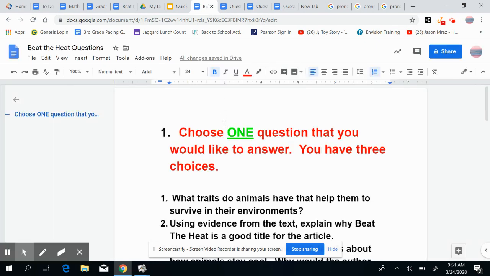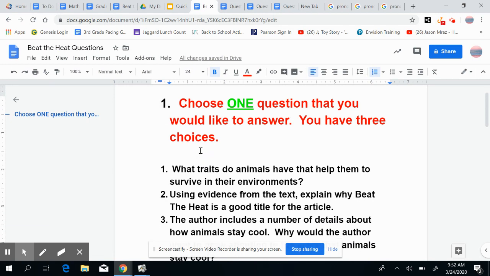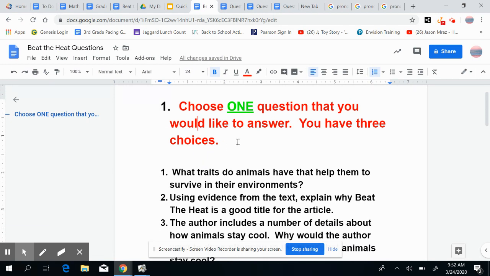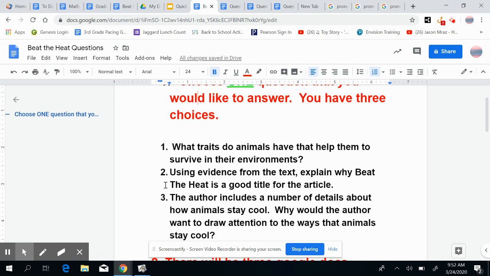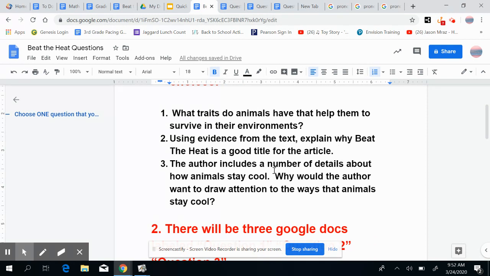All right, so now, here are your questions. It says choose one question that you would like to answer. You have 3 choices to choose from. What traits do animals have that help them to survive in their environments? Using evidence from the text, explain why Beat the Heat is a good title for the article. Or question 3, the author includes a number of details about how animals stay cool. Why would the author want to draw attention to the ways that animals stay cool?